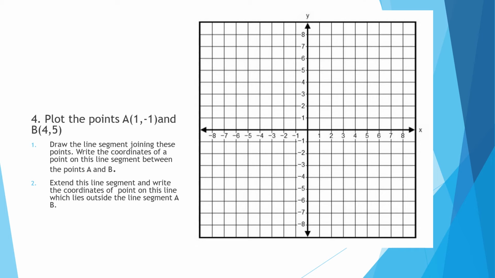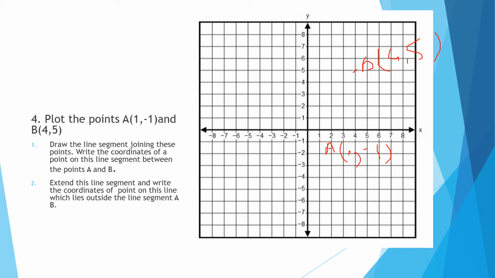Fourth question is, plot the points A, 1 comma minus 1. Let us find out where it is. 1, first is positive, second is negative. It will be in the fourth quadrant. Mark this, suppose this is your A, 1 comma minus 1. B is 4 comma 5. This is 4 and this is your 5. B is 4 comma 5.